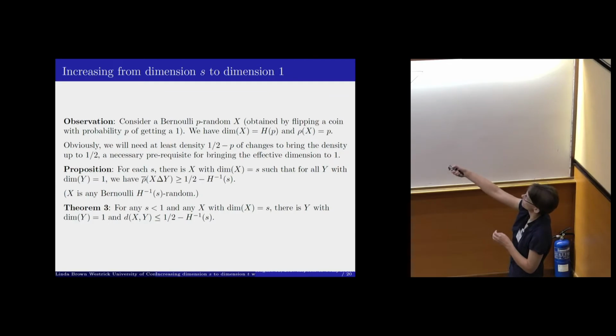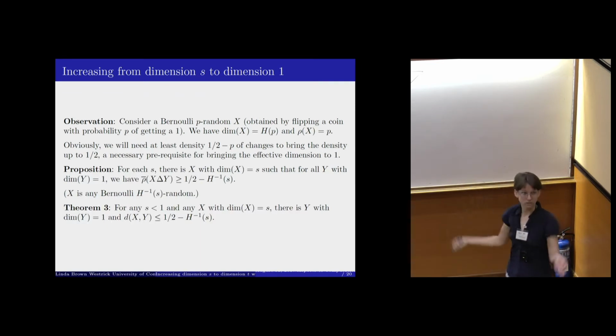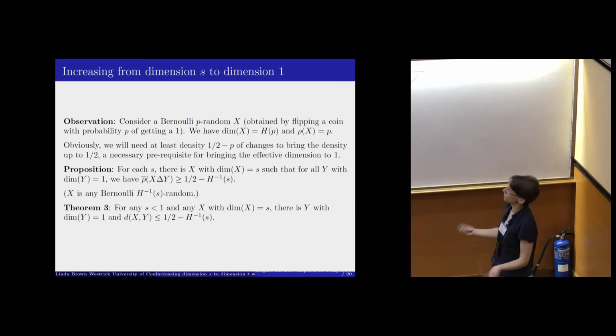So here in this proposition, what I've just written is that for any dimension, if you take a Bernoulli P random for an appropriate P, in this case P is going to be equal to H inverse of S, then you'll have a real whose dimension is equal to S, but you're going to need to use at least this density of changes in order to bring it up to density 1. So then you can ask, is this good enough? Can you always do it within this distance?